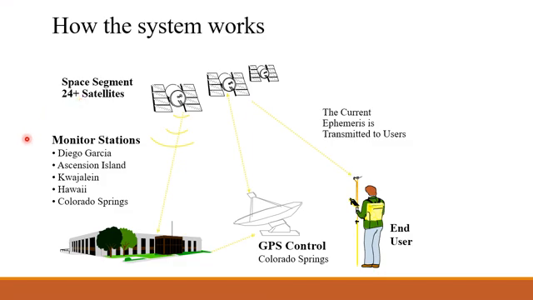There are also monitor stations: Diego Garcia, Ascension Islands, Kwajalein, Hawaii and Colorado Springs. The current FMS is transmitted to the users. So what is FMS? FMS is the change, a little difference or movement of a satellite from its original path. GPS control is at Colorado Springs, and the end user is what we use as a GPS receiver.